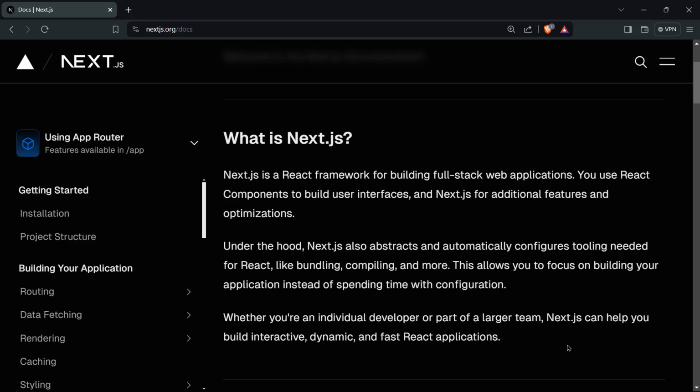Because actually learning Next.js depends heavily on your understanding of React. Things like components, JSX syntax, how to deal with states, how to deal with hooks. I'm going to leave a link in the description below for my React course for backend programmers, so you can check it out if you want.